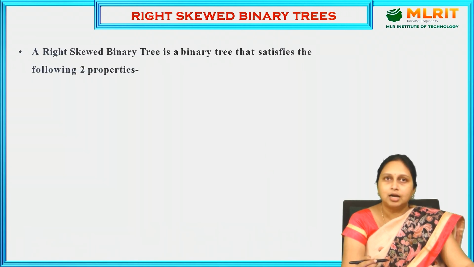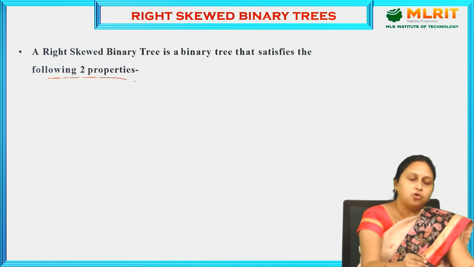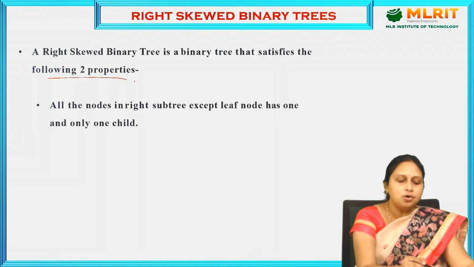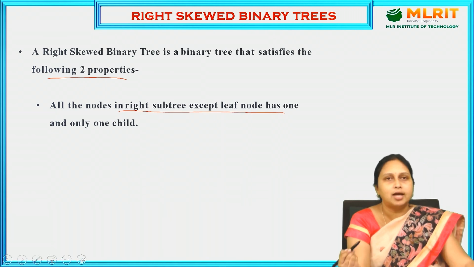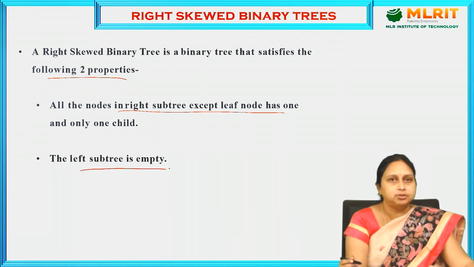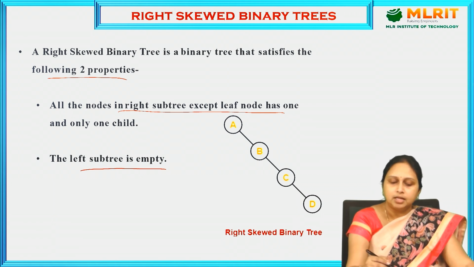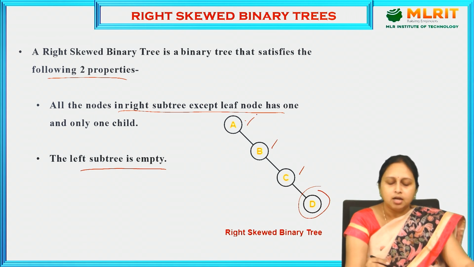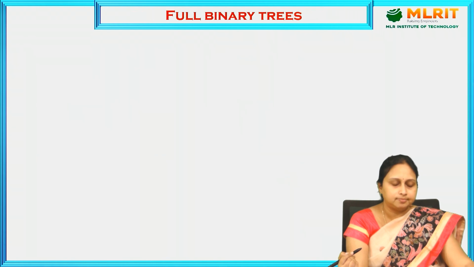Then coming to the right skewed binary tree, you may be knowing that this will be opposite to the left skewed, and it also has to satisfy the following two properties. All nodes in the right subtree except the leaf node have one and only one child, and the left subtree is empty. Let us see here, right? Except the leaf node, the remaining nodes all have one child. Because of that, this is called a right skewed binary tree. And you don't have the left subtree.